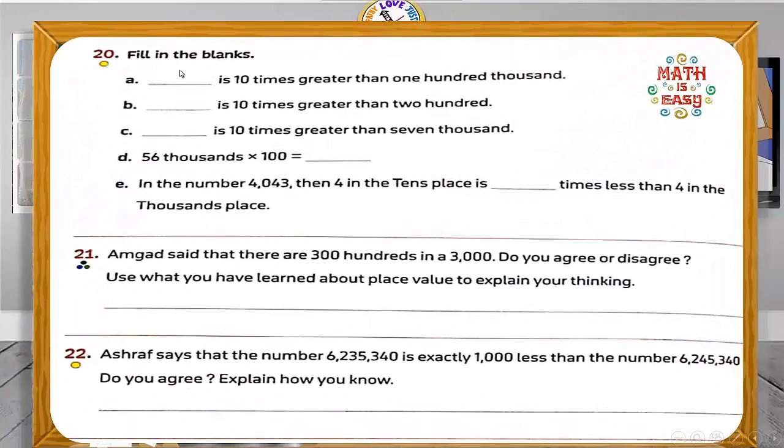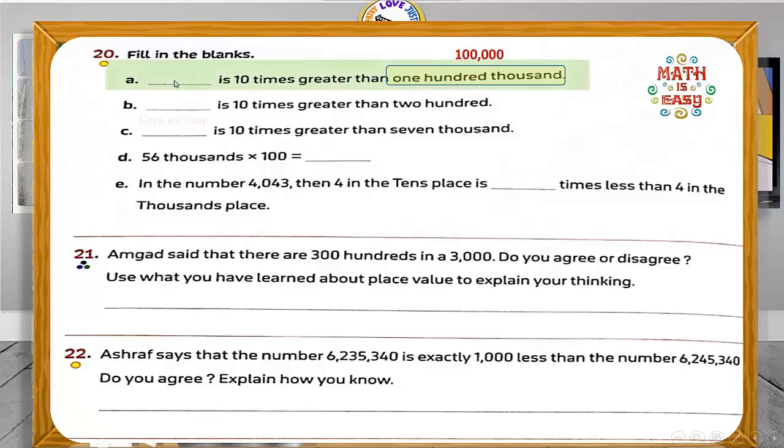Number 20. Fill in the blanks. A. What is 10 times greater than 100,000? He wants you to write the number here. If you write 100,000 in standard form, you see 5 zeros. And 10 times greater means you should add 1 zero here. It will be 1 million.